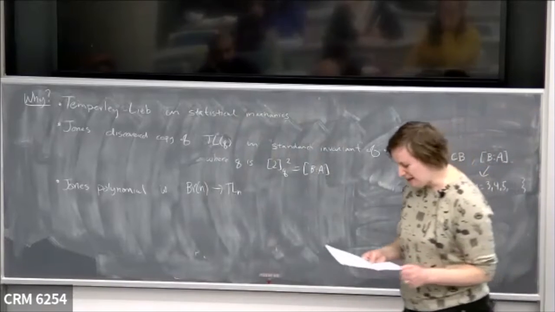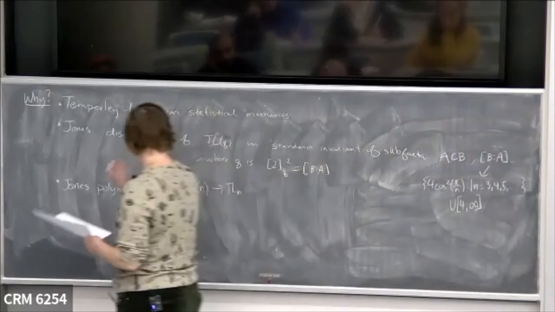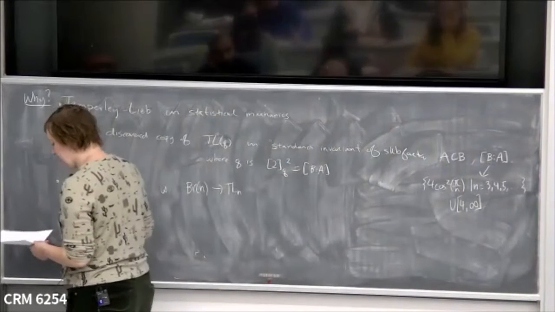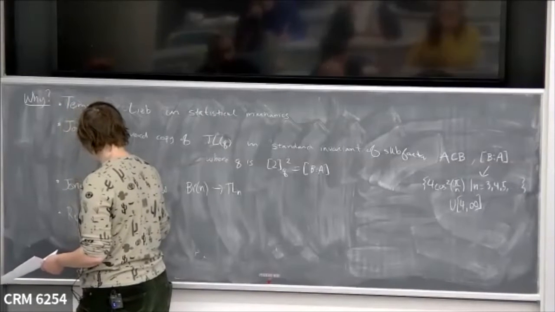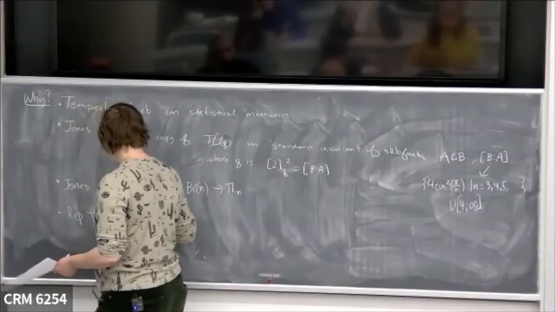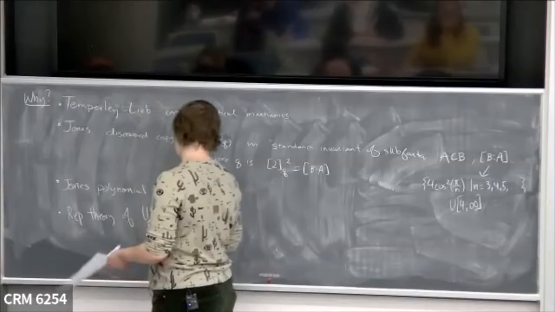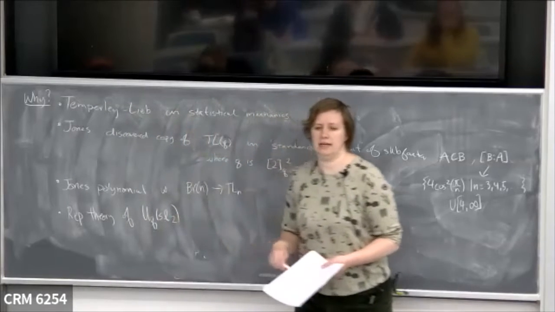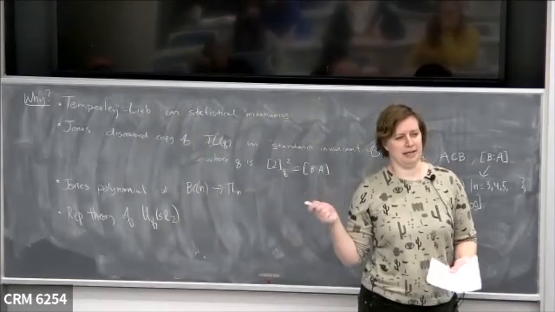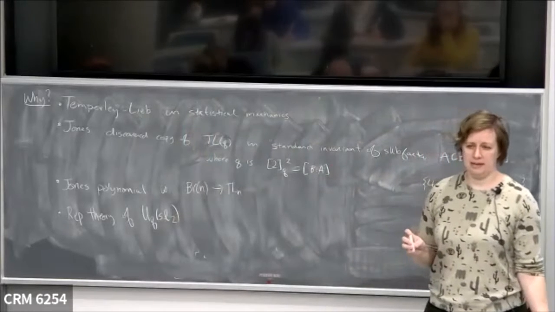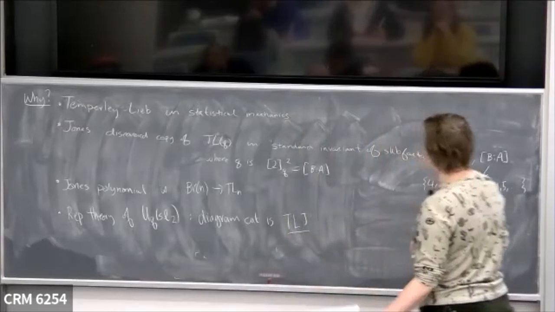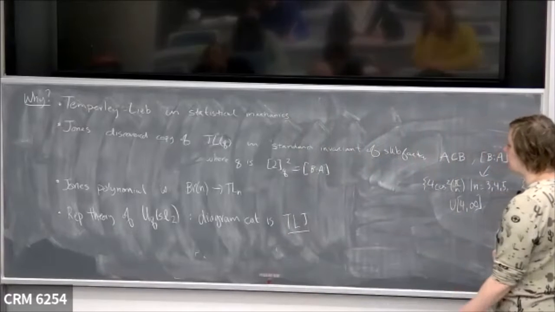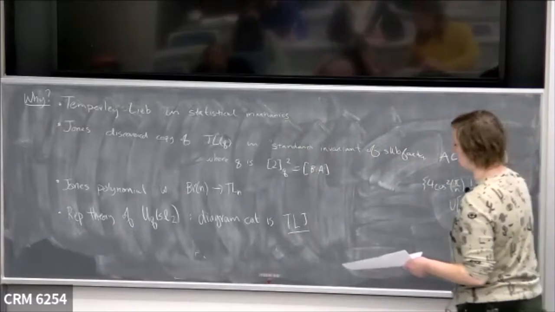But okay, and finally, if you were looking at the representation theory of U_q(sl_2), you'll end up looking at diagrams like this. And so if you think about that categorically, the diagram category is the Temperley-Lieb-Jones category.